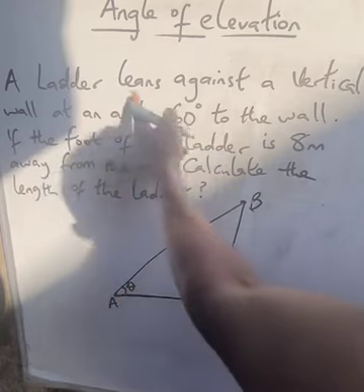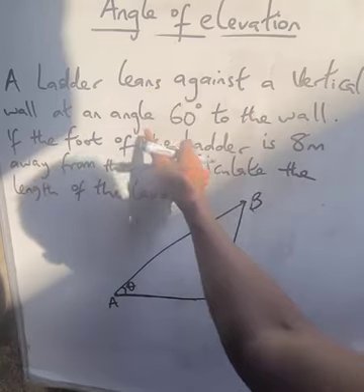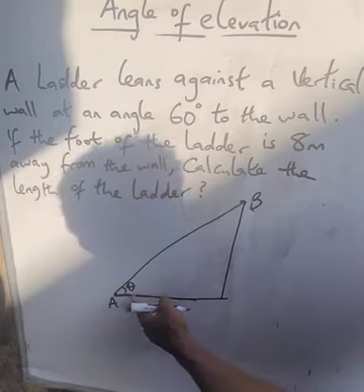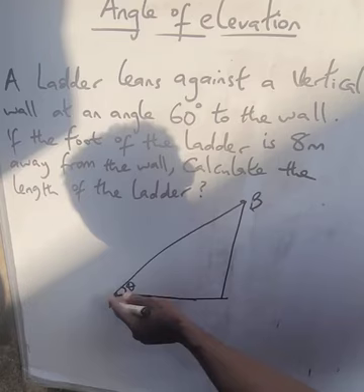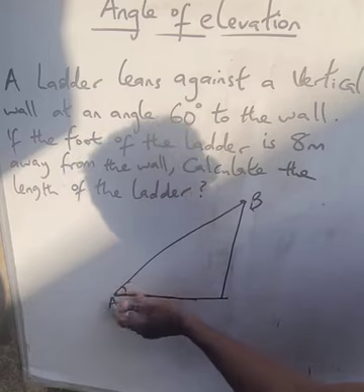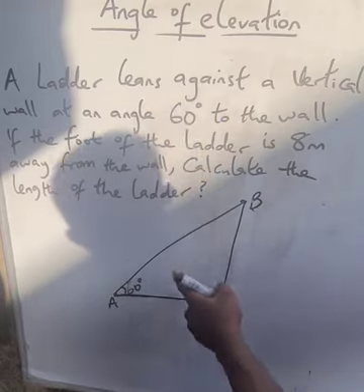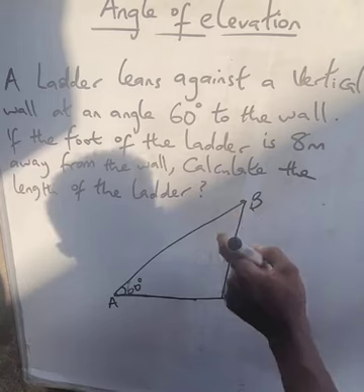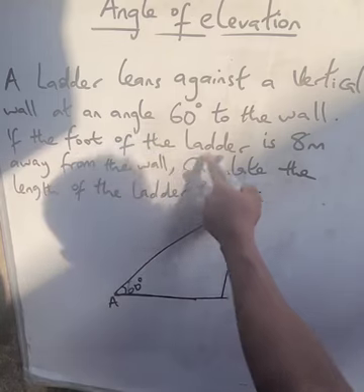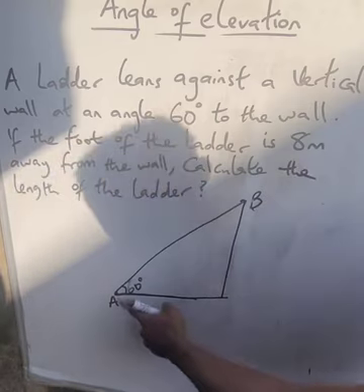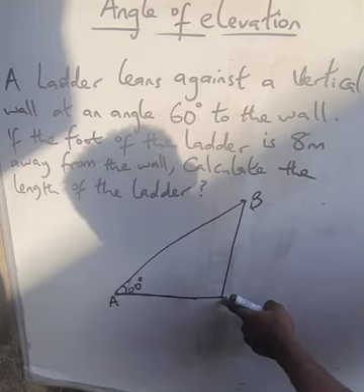Now the ladder is leaned against the vertical wall at an angle of 60 degrees to the wall, so it's trying to have a balance down here. So it's making an angle of 60 degrees to the wall. Now, the foot of the ladder is 8 meters away from the wall.